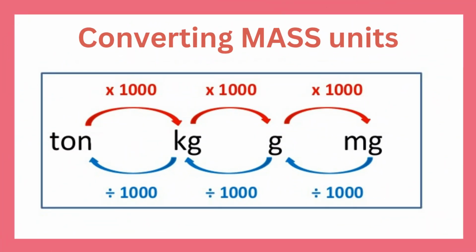Converting mass units. From ton to kilogram we multiply by 1000. From kilogram to grams we also multiply by 1000. From grams to milligrams we also multiply by 1000. Now the reverse. From kilogram to ton we divide by 1000. From grams to kilogram we also divide by 1000. From milligrams to grams we also divide by 1000.